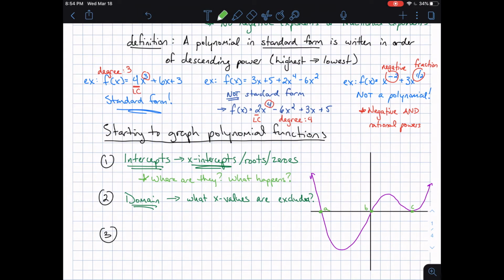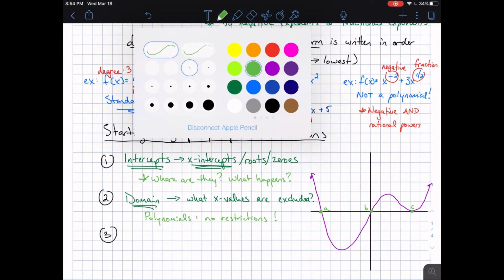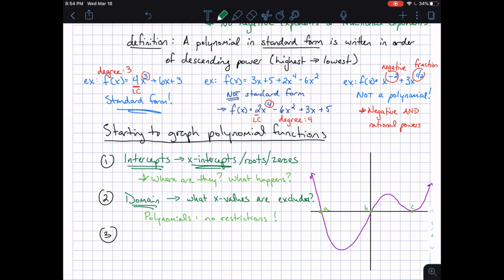And for now, we're not going to deal with this. It's not all that interesting for a polynomial function because for a polynomial function, there are no restrictions on what I can plug into the function. I can plug in any number I want, right? There are no restrictions. I can plug in whatever number I want and I will get a number in return. So we're not going to worry too much about the domain.